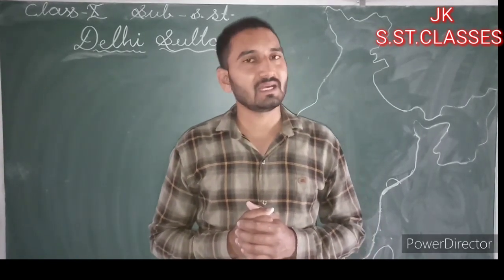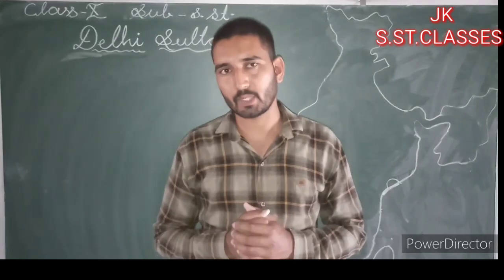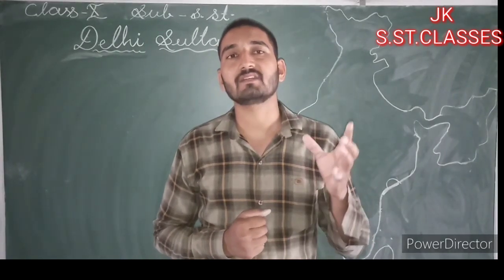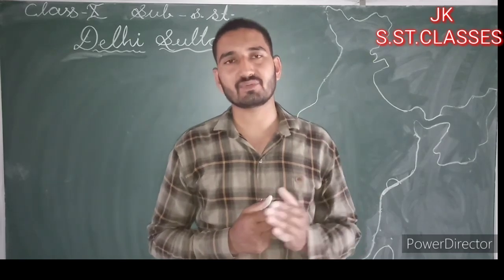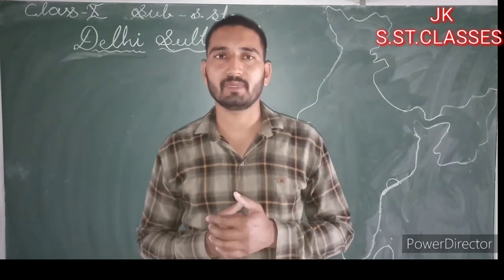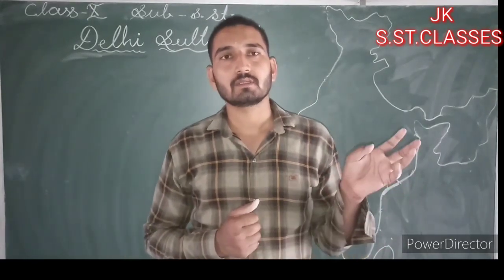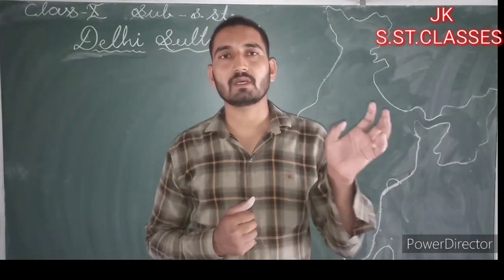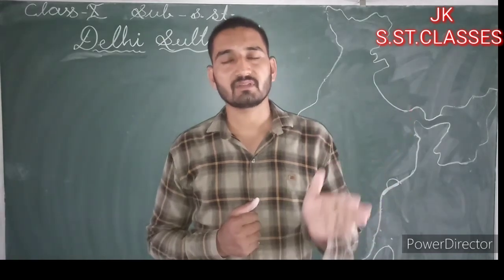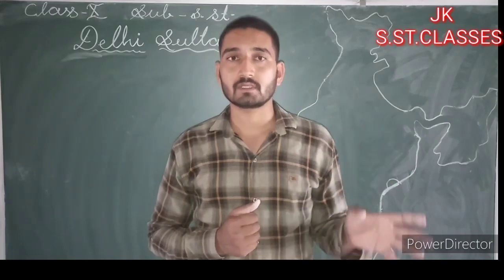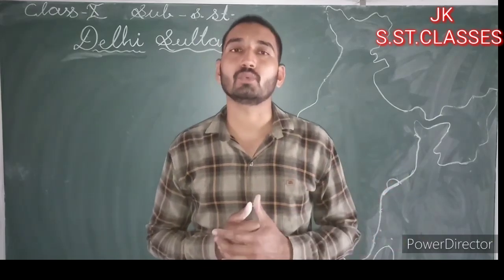Guys, in the last video, we were discussing the major dynasties related with ancient India till 1200 Common Era. Hence, about Mauryans, Sungas, Satavahanas, Rashtrakutas, Pratiharas, Palas, after that, the Sakas, Kushans and Huns.